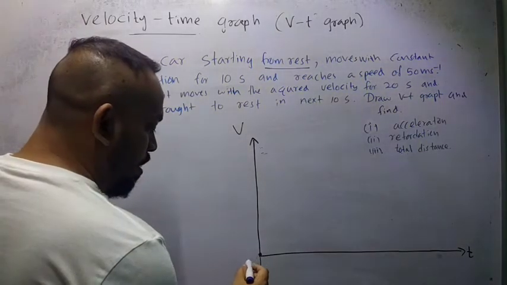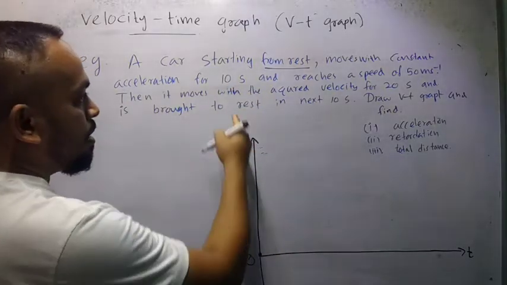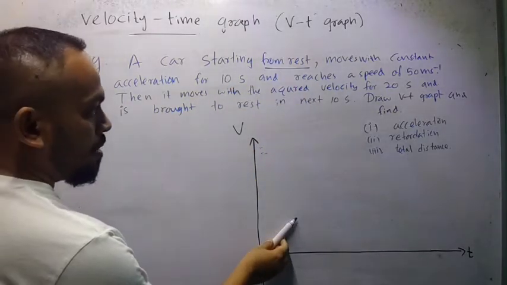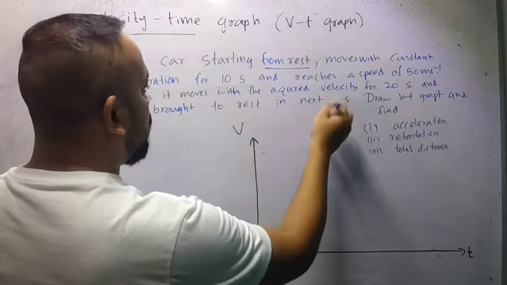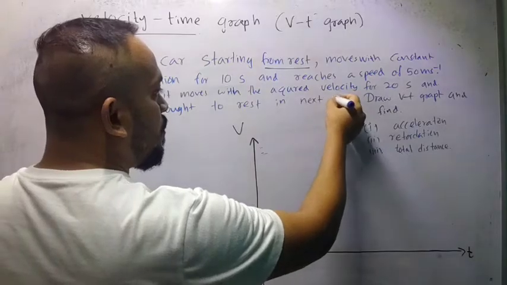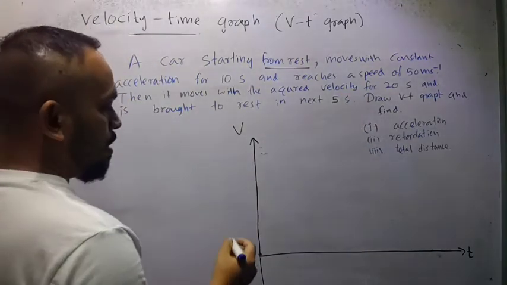Right? So let's call this O. For 10 seconds it goes with an acceleration. Then let's take this acceleration. Let's say 5 seconds instead. Right?